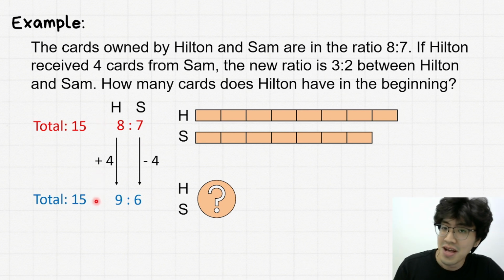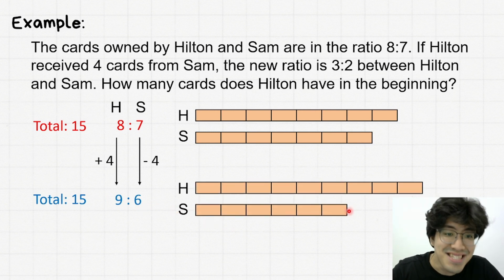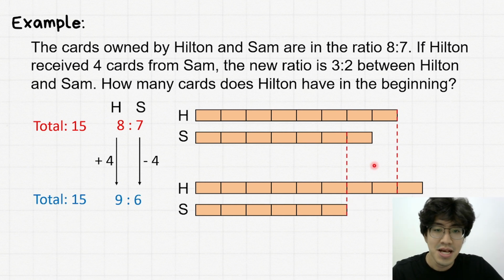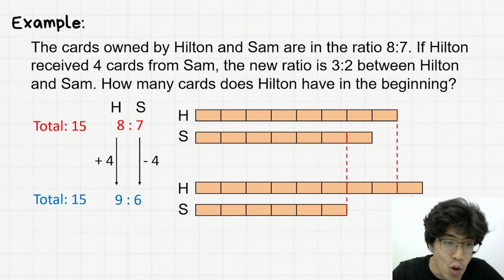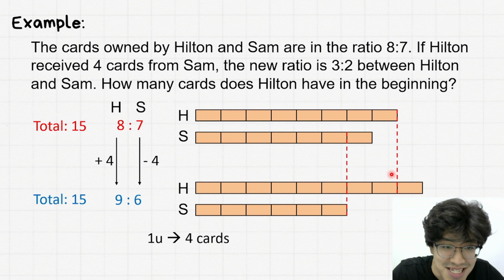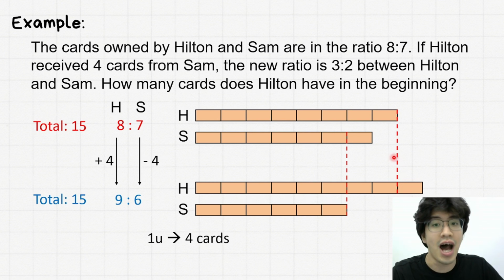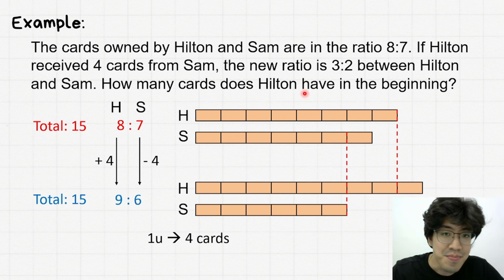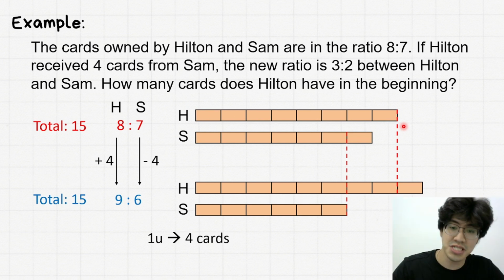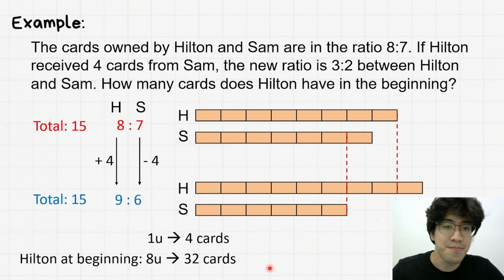So then we can draw out the model. So 9 and 6, I'll simply draw out 9 units and then 6 units. From here we can very obviously see that this missing unit by Sam goes to Hilton, right? 1 more unit extra. And how many cards does this correspond to? That would be exactly 4 cards that Hilton received from Sam. And now I know 1 unit is 4 cards, so how many cards does Hilton have in the beginning? Well, that adds up to a total of 8 units, so I simply take 8 times 4 to get 32 cards. And that solves this problem.